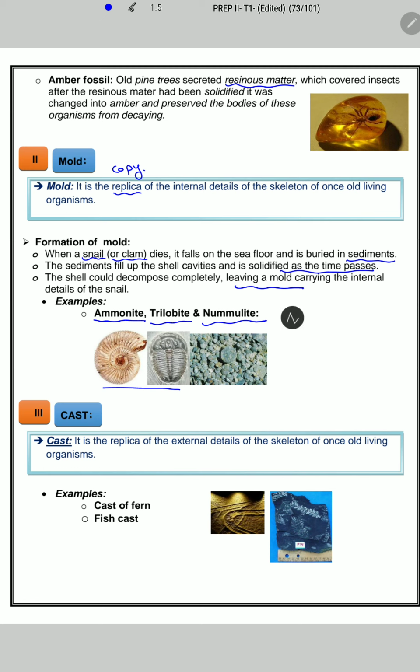The third type is called cast. Cast is the opposite of mold. Mold, we said, is the replica of internal details. Cast is the replica of external details of the skeleton of an old living organism. Like the cast of ferns, and ferns are a kind of plants. Fish cast.